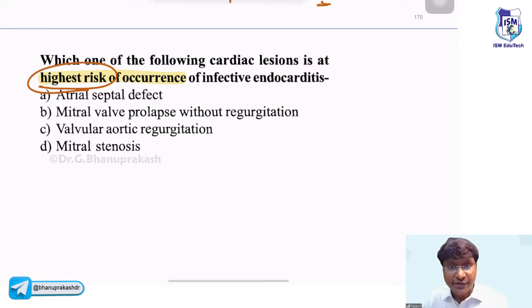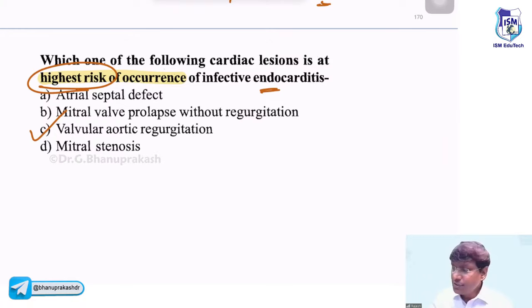And among the options which has been given to you, which of the following cardiac lesions is the highest risk of development of infective endocarditis? ASD, MVP without MR, valvar aortic regurgitation, MS. So always remember, wherever there is a high pressure gradient, there is high risk of development of infective endocarditis. And among the options which has been given to you, the high pressure gradient will be present across the AR.